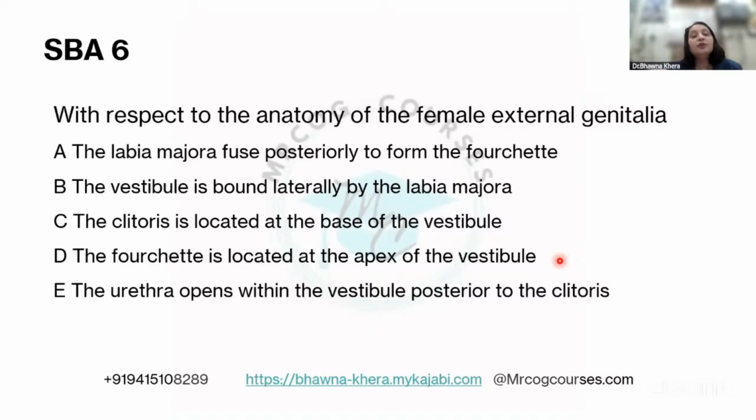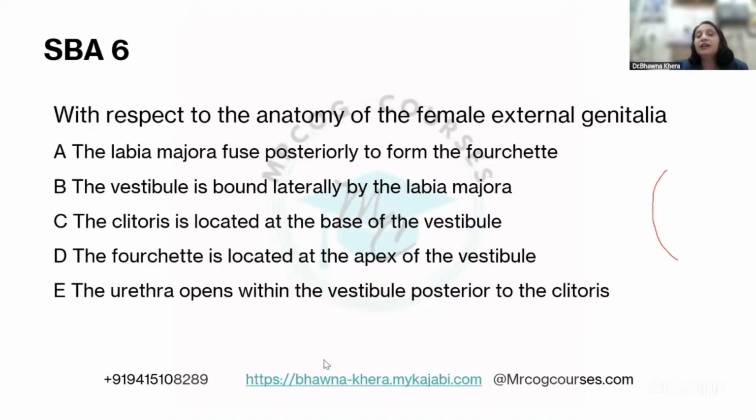The vestibule is bound laterally by the labia majora. The clitoris is located at the base of vestibule. The foresheet is located at the apex of the vestibule, and the urethra opens within the vestibule posterior to the clitoris. So here, let's draw a diagram, right?